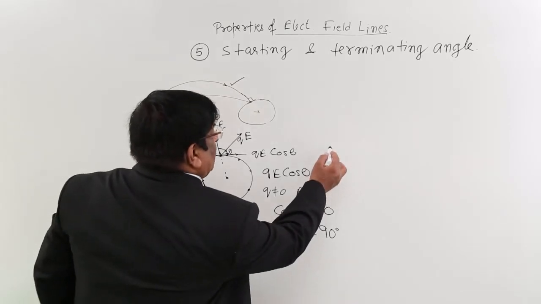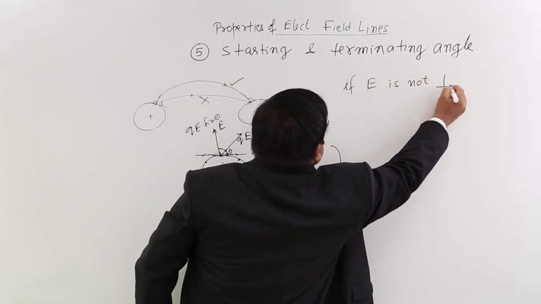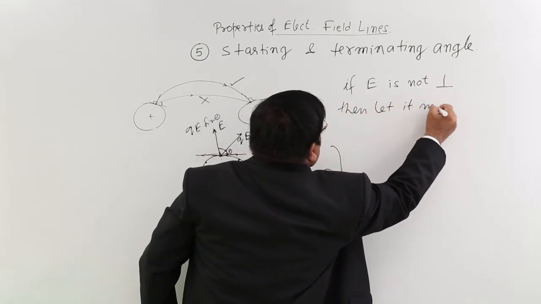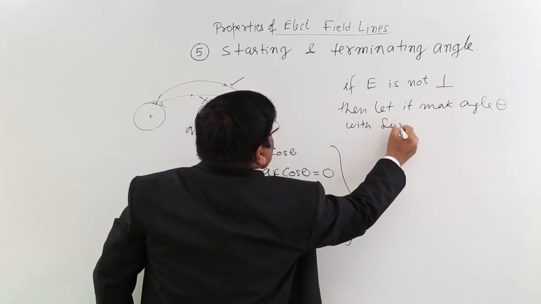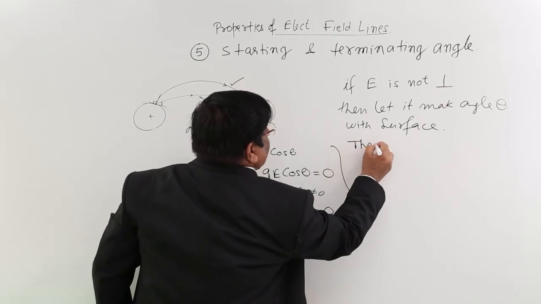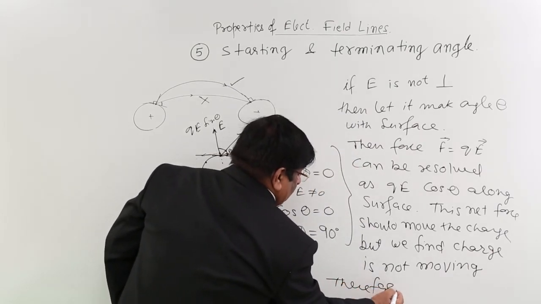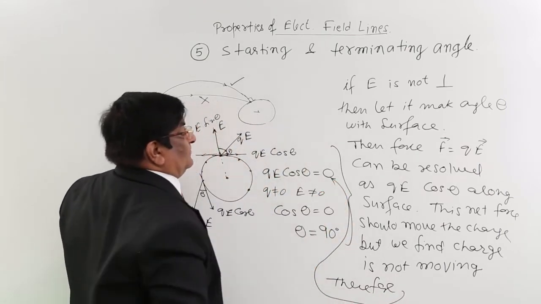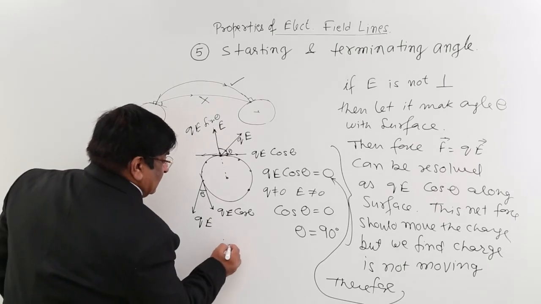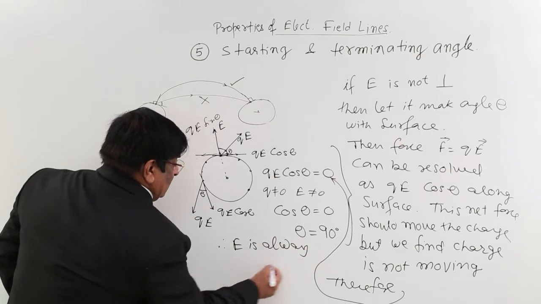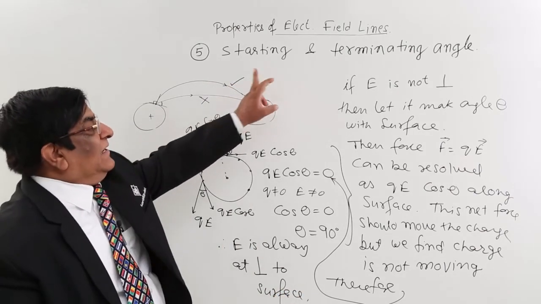Okay, so you can note this down as a proof, and this is how you will start. If E is not perpendicular, then let it make angle theta with the surface, then the force, the charge is not moving, therefore QE cos theta is equal to 0, theta is equal to 90 degrees, therefore E is always at right angle to the surface. So the starting and terminating angle is always a right angle.